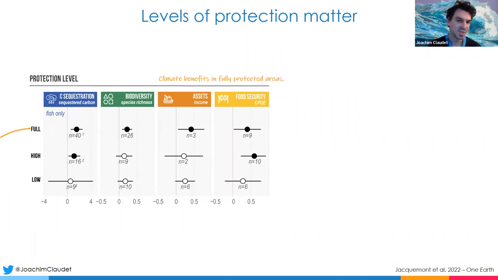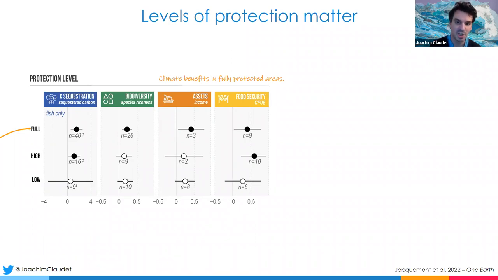We were able to see that there were climate benefits from fully protected areas, even in terms of income and in terms of CPUE, so catch per unit of effort. The catch per unit of effort is not measured inside the fully protected area, because there are no extractive activities, so there is no fishing. But we looked at CPUE before and after around a fully protected area, or between very close and further away from the fully protected area. All the details on how we've done that are in the paper and in the supplementary material.